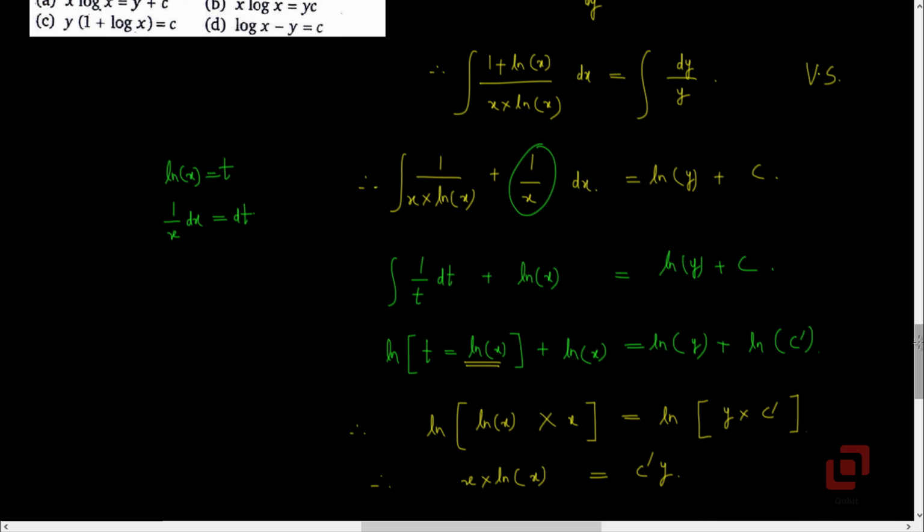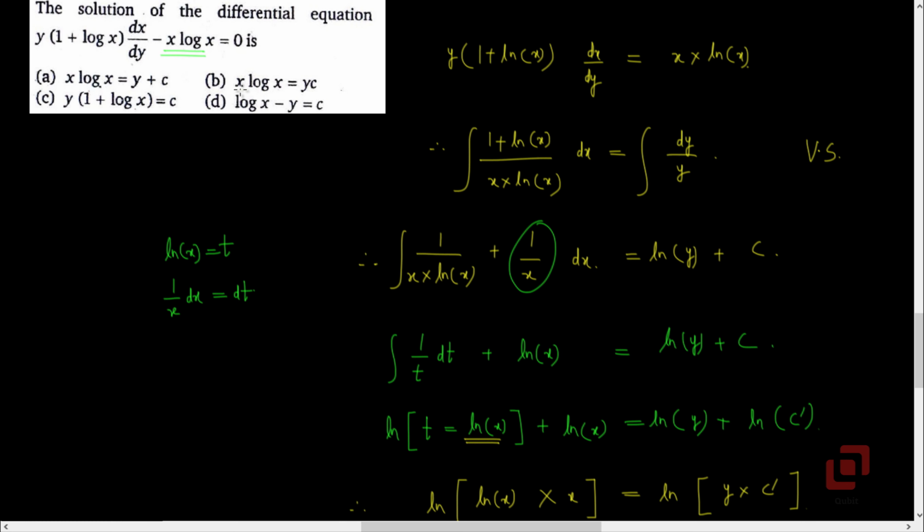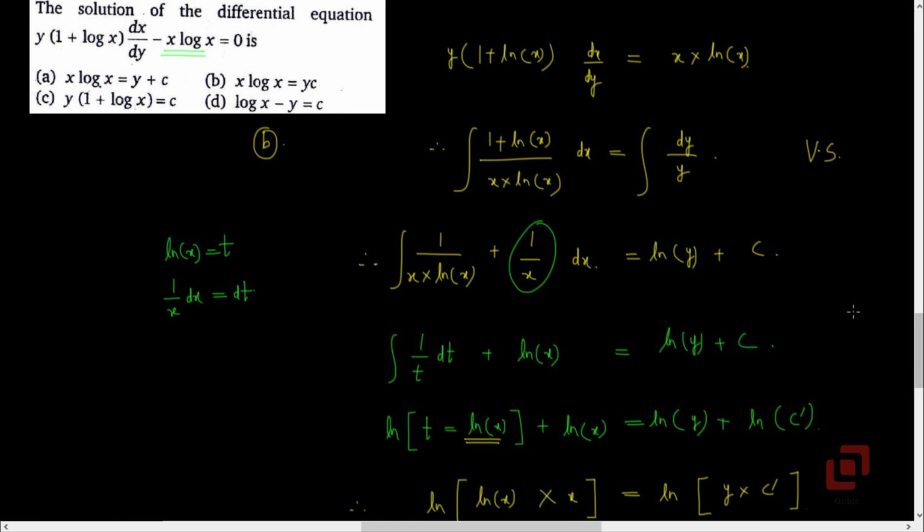Let's now compare our solution with the options. We have got x into log of x equal to y into c, so it must be option B. To confuse you, they have given option A as x into log of x equal to y plus c. But note that when we take the log, we do not write it as y plus c dash. We must write it as y into c dash. Hence, option A is not right, it is option B.